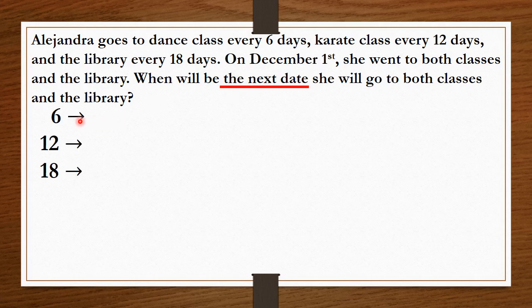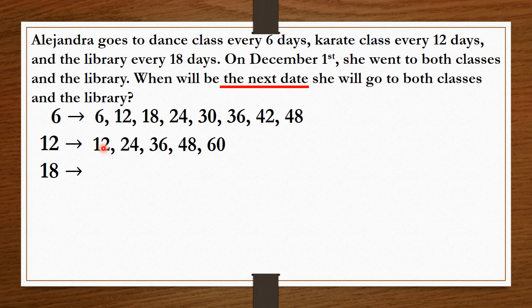So, by listing method, we have to find the multiples of 6. We have 6, 12, 18, 24, 30, 36, 42, 48. Multiples of 12, we have 12, 24, 36, 48, 60. Multiples of 18, we have 18, 36, 54, 72. Okay, tingnan natin ngayon ang mga multiples ng 6, 12, and 18. Meron na tayong least common multiple, and that is 36.